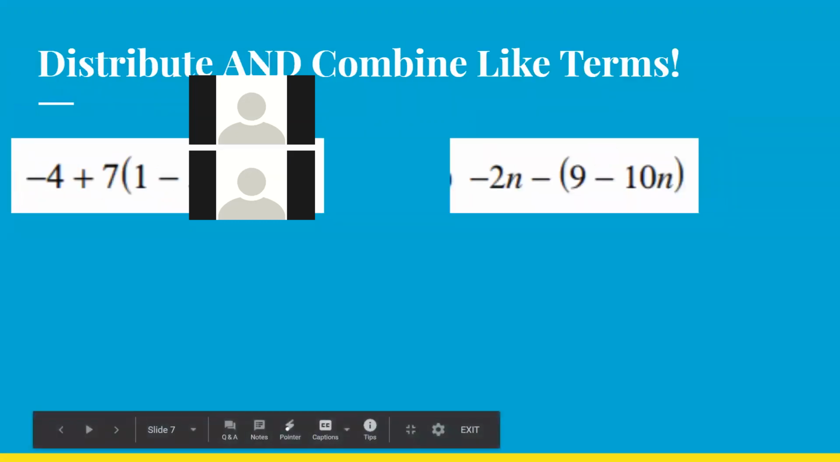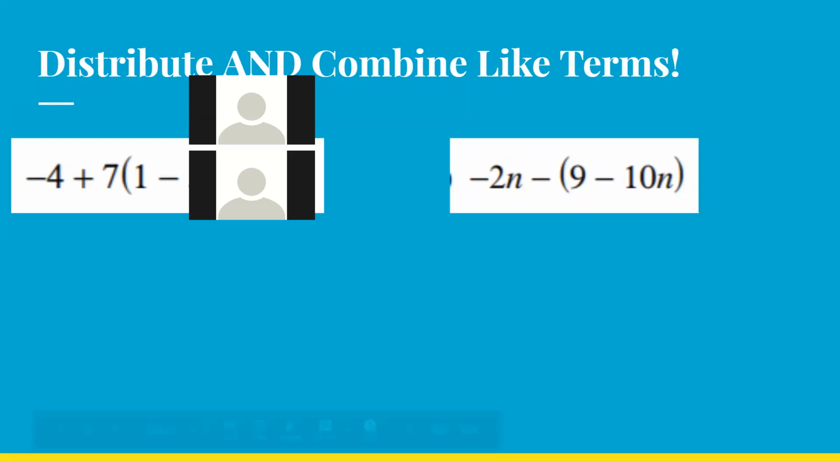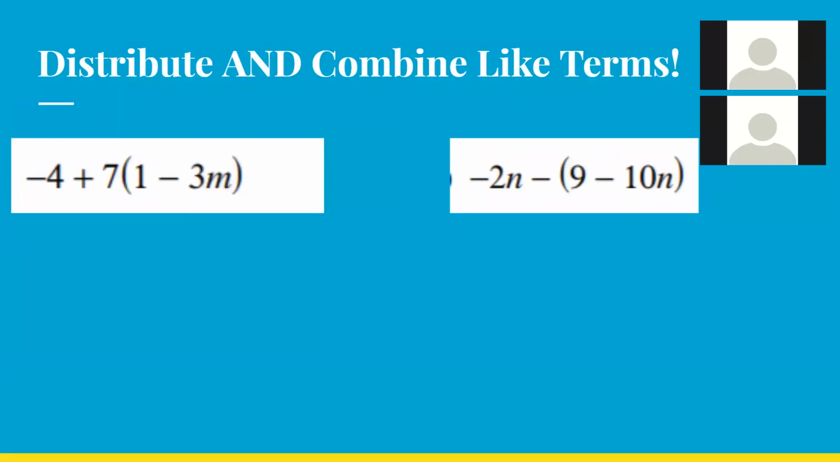Okay, so sometimes you have to do both. You have to first distribute and then combine like terms. Distributing is always your first step. So guys, in this first example here, here's my $1 million question. What number am I actually distributing? Keeping in mind that I have to distribute first. I can't do anything else but distribute.